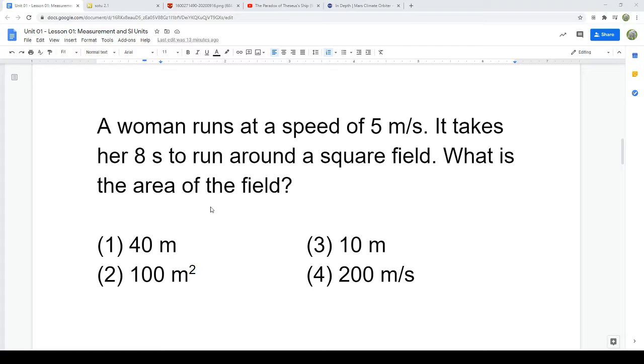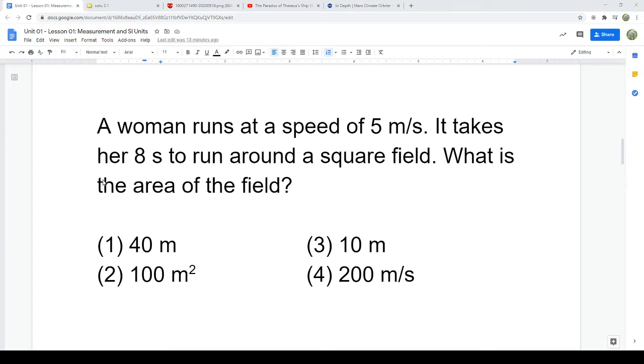The answer is choice 2, 100 meters. It's a square field. When she runs 5 meters per second, it takes her 8 seconds. So that's 2 seconds per side. If she runs 5 meters per second for 2 seconds, each side is 10 meters long, which is choice 3. But that's not what the question asks you. The question asks you for the area of the field.